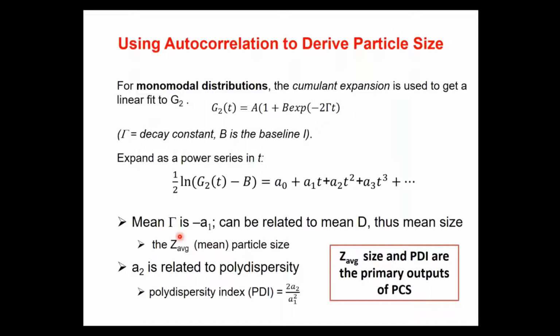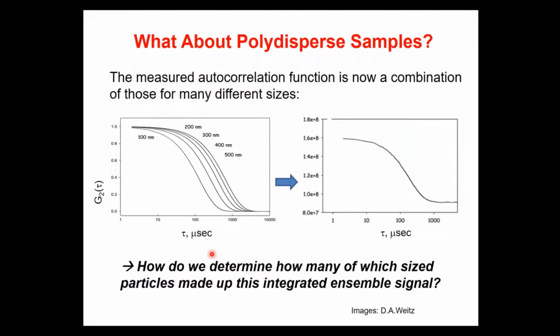We can also use this expansion to get an idea of how spread out the size distribution might be. By forming a combination of the first and second coefficients, we form what is known as the Polydispersity Index, or PDI. PDI and Z average are frequently the things that are primarily reported from a PCS size measurement, and they are oftentimes found in the literature as the only numbers that are characterizing a nanoparticle dispersion sample. Now, that works pretty well for samples that are mostly monodispersed or close to it.